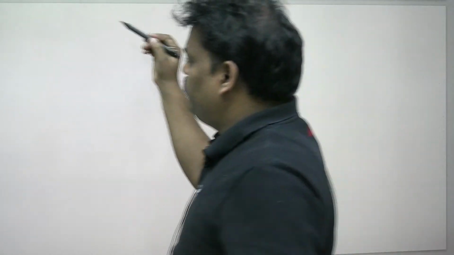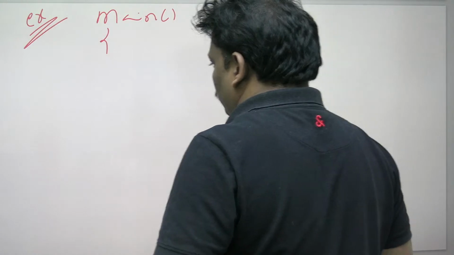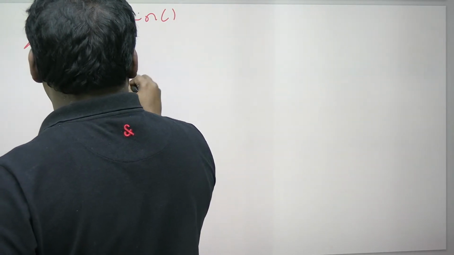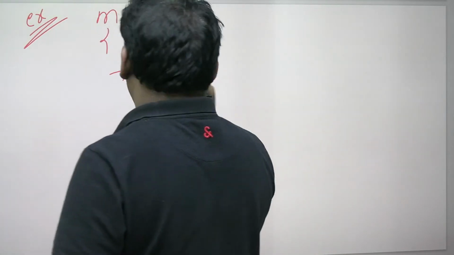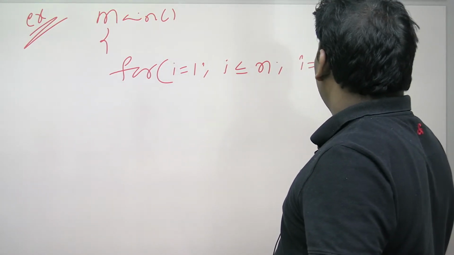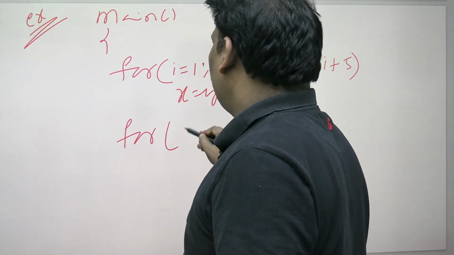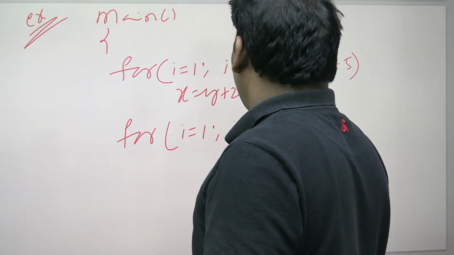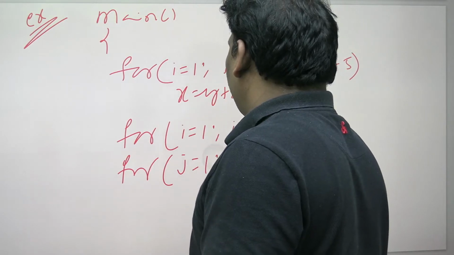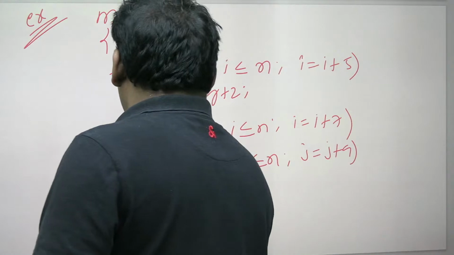Now go to the next one. Next problem. Main: for i = 1, i <= n, i = i + 2 (or i + 5), x = y + z. Then for i = 1, i <= n, i = i + 7, for j = 1, j <= n, j = j + 9, x = y + z.